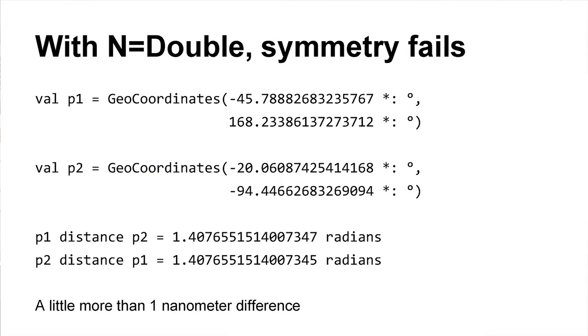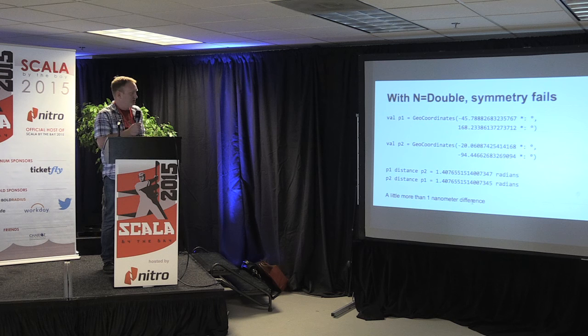So I wrote this up and tried to test it as a metric space, and the test didn't pass. Symmetry didn't hold. And ScalaCheck, as it does, provided a nice counterexample. It said, I don't know where these are on the globe, but these two coordinates show that symmetry fails.